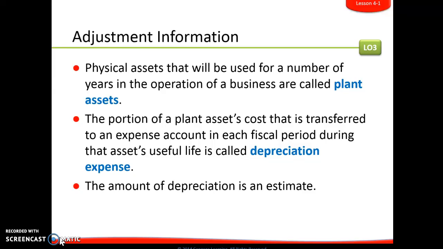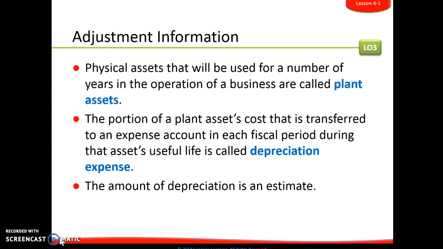Okay, plant assets are physical assets that will be used for a number of years in the operation of a business. So something that we're going to hold on to for longer than a year. Depreciation expense is the portion of a plant asset's cost that is transferred to an expense account in each fiscal period during the asset's full life. The amount of depreciation is just an estimate.